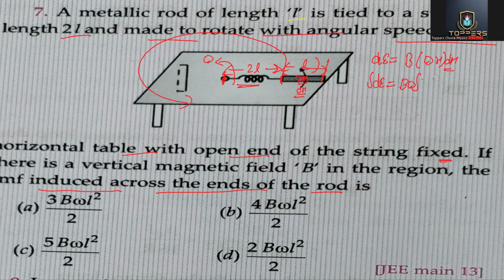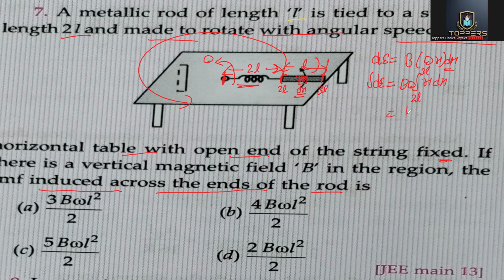Omega also you can take outside. There will be x dx. How much rod length will be up? This is up 2L and here this will be 3L. So from 2L to 3L you have to take its integration.